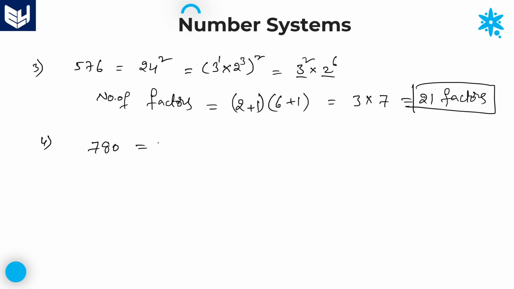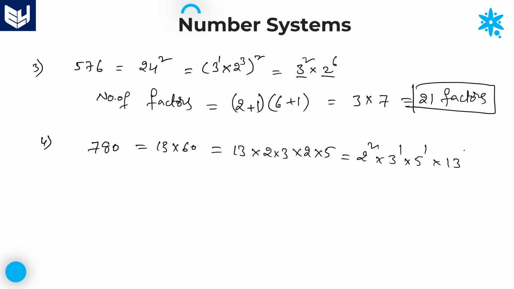780. Here, if you take 780, you can write this number as 13 into 60. 13 sixes are 78, so 13 into 60 is 780, right? Again, 60 is nothing but 6 into 10. Again, you can write 6 as 2 into 3, 10 as 2 into 5. 6 tens are 60. Now, how many 2s are there? This number is equal to 2 square into 3 power 1 into 5 power 1 into 13 power 1. First step is completed successfully, writing the given number in terms of prime factors.